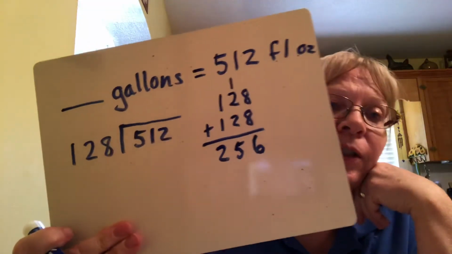So 128 plus 128, 8 plus 8 is 16. Put down the 6, carry the 1. 2 plus 2 is 4, plus 1 is 5. And 1 plus 1 is 2. Okay, so we're not there yet. So we're going to add another 128.